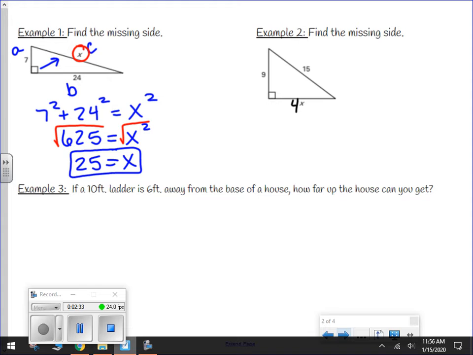On example 2, I will do the same thing. I'll make my legs A and B, and my hypotenuse, which is opposite of the 90-degree angle, has to be C. I'm going to set up my Pythagorean theorem, which is 9 squared plus 4x squared. Now, when I write 4x squared, I need to put it in parentheses, because I'm not just squaring the x, I'm also squaring the 4. So the parentheses are there to remind me that I have to distribute the square to both the coefficient and the variable. So I will square everything.